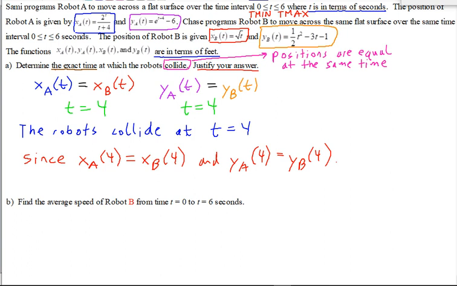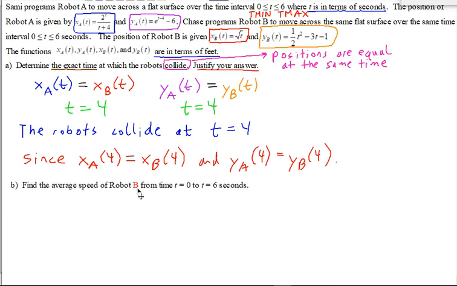All right, then for part B, it says find the average speed of robot, and apologize there's a typo on there, I should say robot B, not robot A, from 0 to 6 seconds. So whenever you're doing the average, in this case on some interval, remember you start off with 1 over, in this case 6 minus 0, and then it's the integral from a to b, here from 0 to 6, of whatever you want the average of.